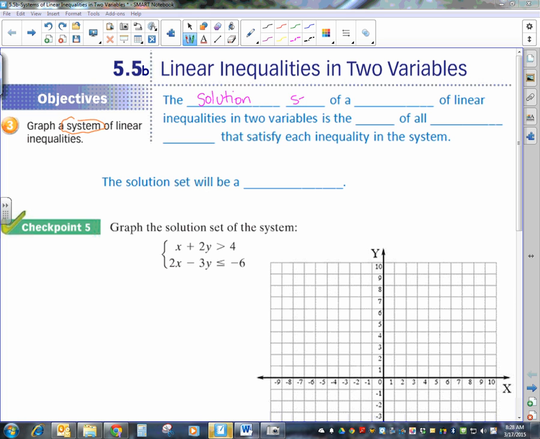The solution set of a system of linear inequalities in two variables is the set of all ordered pairs that satisfy each inequality in the system. Remember when we had just a normal system, we had just one ordered pair. Now, because we're dealing with inequalities and we have shading, we have more than one ordered pair. So our solution set will always be a region on our graph, and the best way to display the answer is always by graphing.